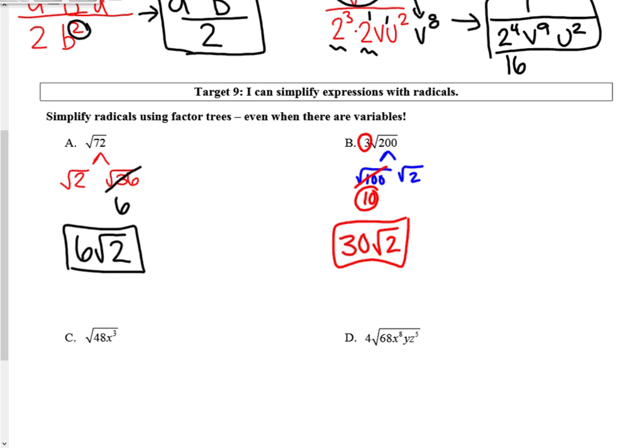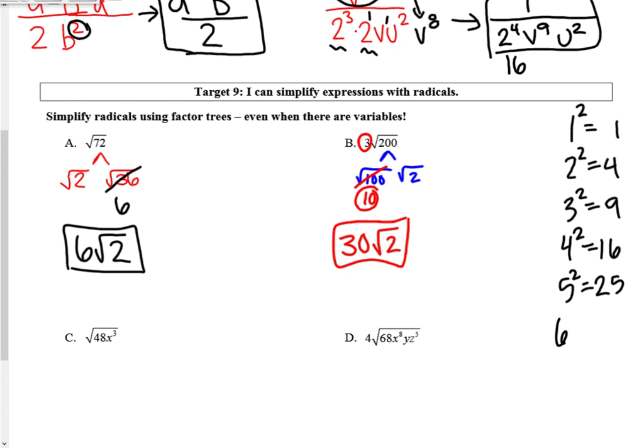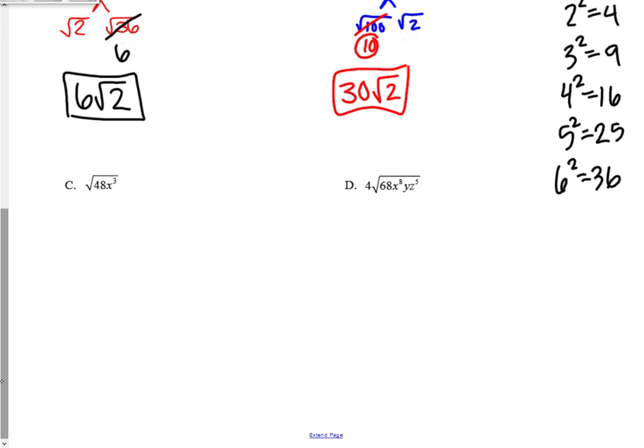Okay. So remember, while you're doing this, it might help to write out your perfect squares. So I know 1 squared is 1, 2 squared is 4, 3 squared is 9, 4 squared is 16, 5 squared is 25, 6 squared is 36, 7 squared is 49, 8 squared is 64, 9 squared is 81, 10 squared is 100.